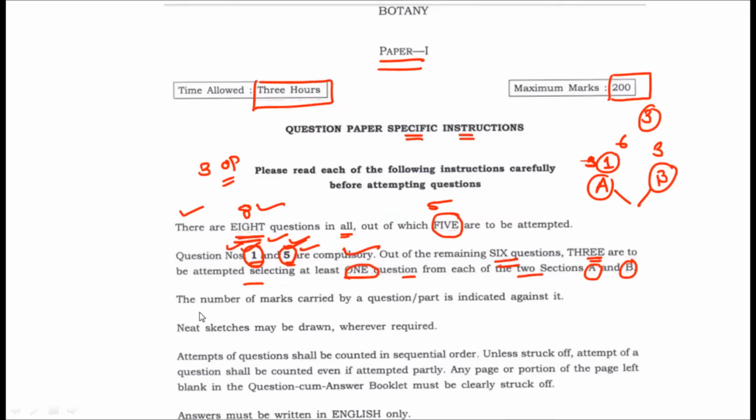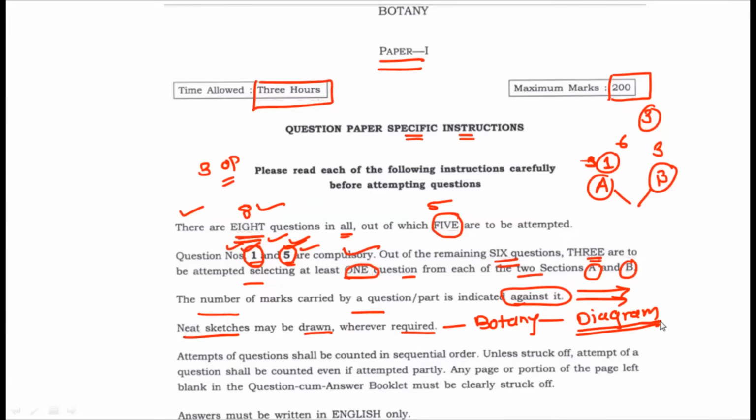Alright. The number of marks carried by each question is indicated against the particular question. Now, neat sketches may be drawn whenever required. It's a paper of botany optional, so there must be some questions in which well-labeled diagrams are required. Whenever there is a requirement of a diagram, you should draw it accordingly.